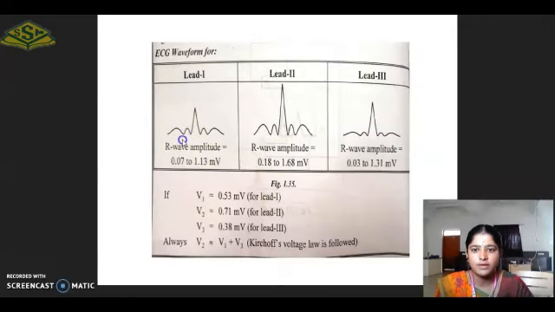This figure shows the lead 1, lead 2 and lead 3 waveforms with their voltages. V1 is equal to 0.53 millivolt, V2 is equal to 0.71 and V3 is equal to 0.38. So from Kirchhoff's voltage law, V2 is equal to V1 plus V3.